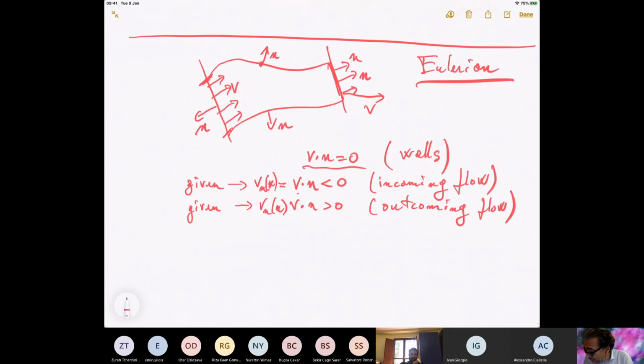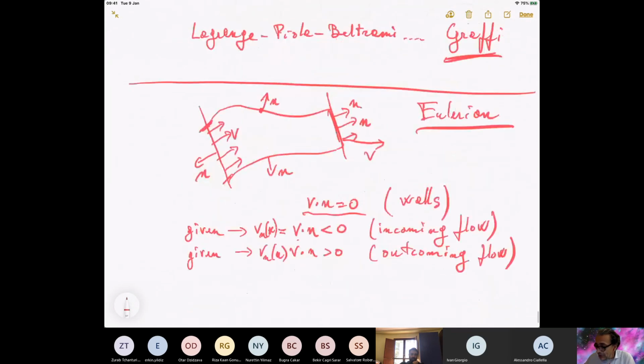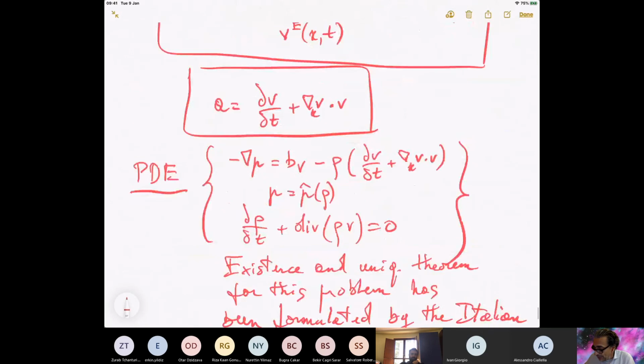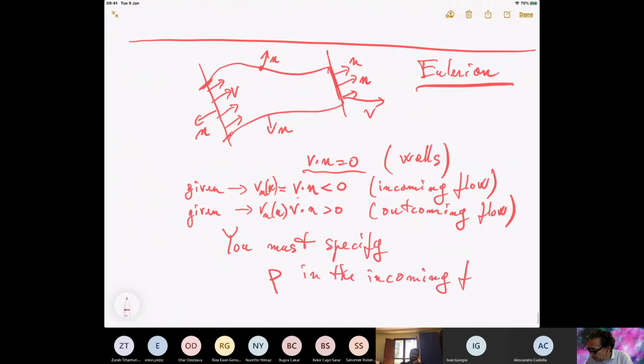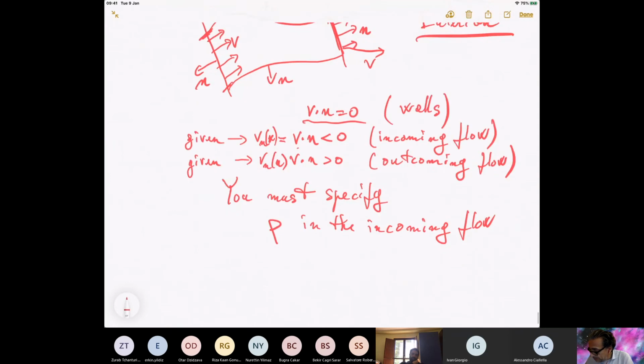In order to have existence and uniqueness of the problem represented by these boundary conditions and these partial differential equations, you must specify rho in the incoming flow boundary.